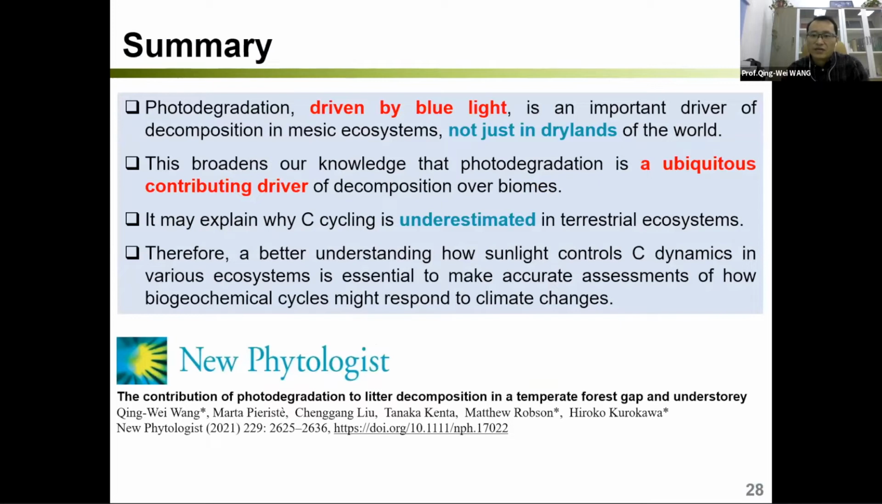Here, I would like to give a summary. Our study shows that photodegradation driven by blue light is an important driver for decomposition in mesic ecosystems, not just in drylands of the world. It's broadening our knowledge that photodegradation is a ubiquitous, contributing driver of decomposition over biomes. It may explain why carbon cycling is underestimated by the traditional models.